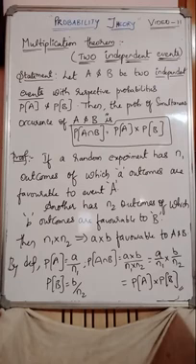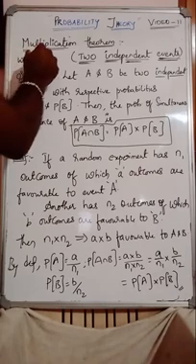Let capital A and B be two independent events with respect to probabilities P of A and P of B. Then the probability of simultaneous occurrence of A and B, remember this word, simultaneous occurrence, P of A intersection B, equals just the product of the probabilities of A and B, because they are totally independent, nothing is dependent here.